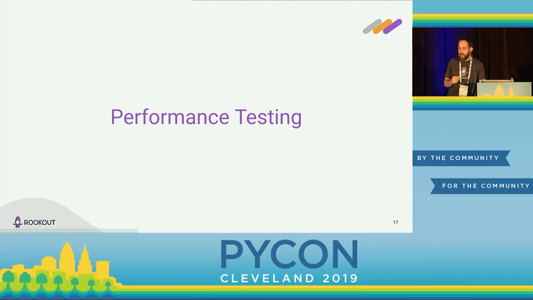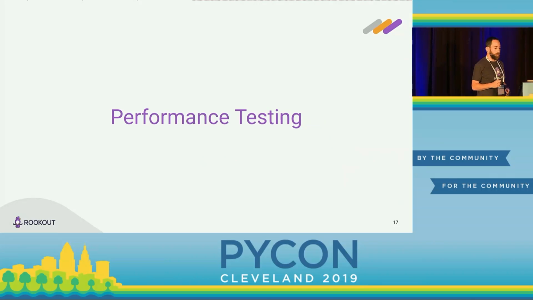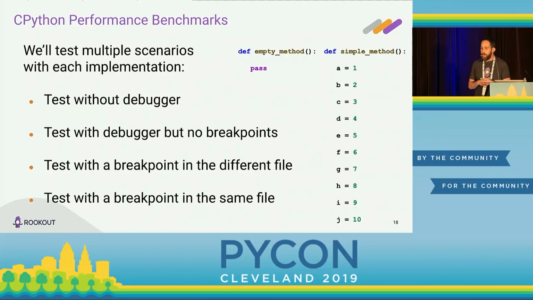Now, you may be wondering, how fast is it going to go? What's going to be the performance impact on my application using this debugger? Well, as I mentioned, Rookout is a general purpose data collector and debugger that aims to run in production. So we are obviously aiming for a very, very low overhead. So after building that simple debugger, we went and tested it. Here are the simple performance benchmarks we've done.